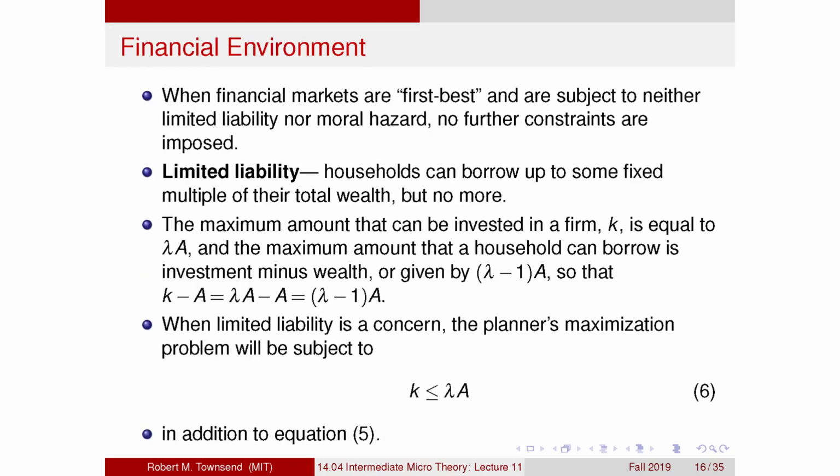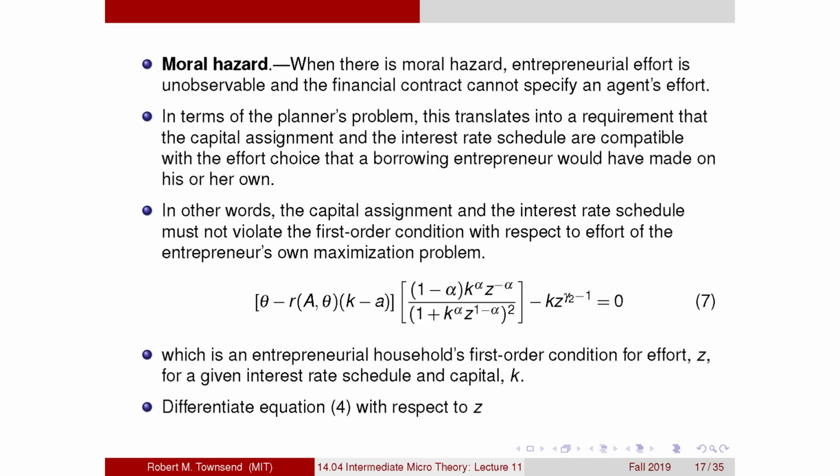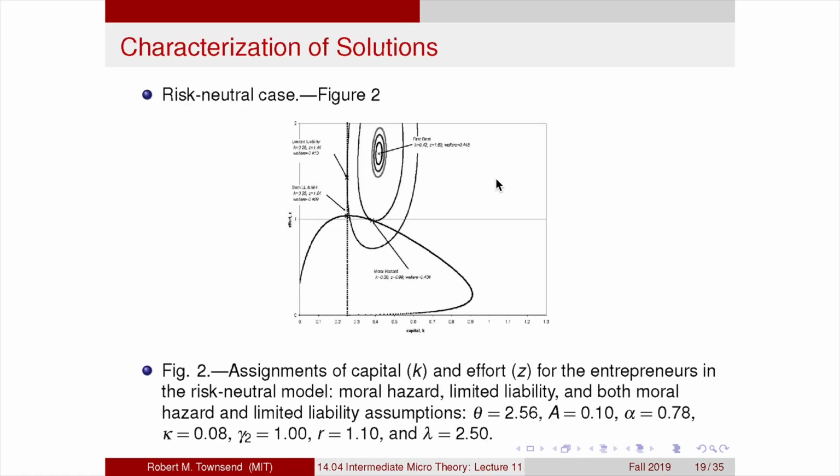Okay, so the rest of it was just implementing the solution, limited liability, moral hazard, with separate equations. And then we got to this diagram where I said, if there were no constraints at all, that would be like the full information, full commitment solution, hit the bullseye. It could be entirely moral hazard and not limited liability. It could be entirely limited liability and not moral hazard.